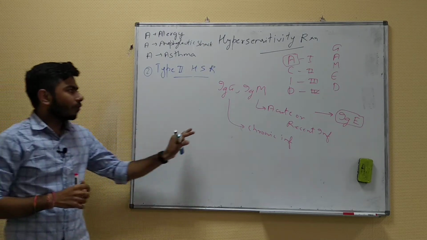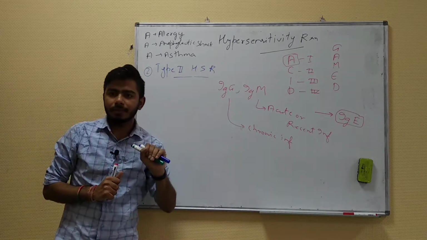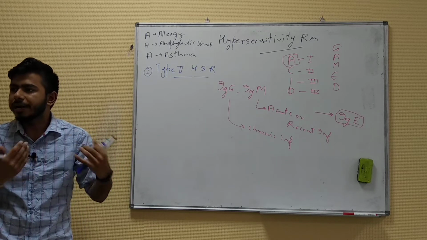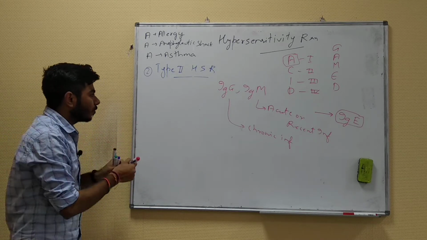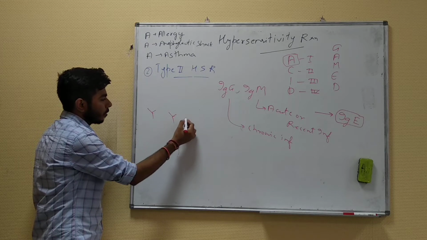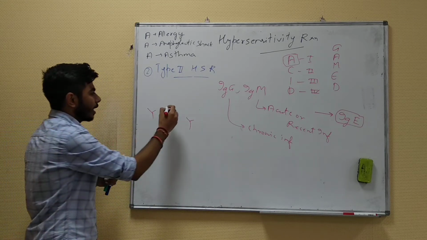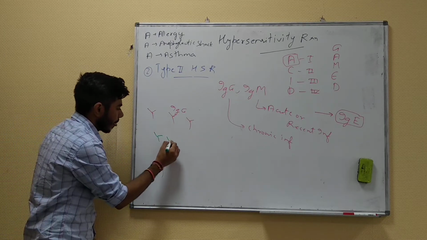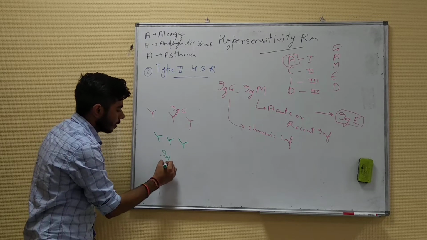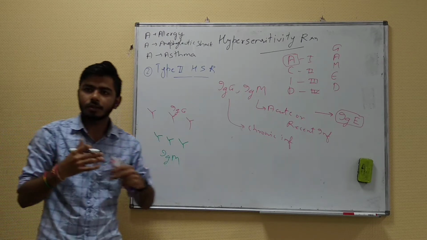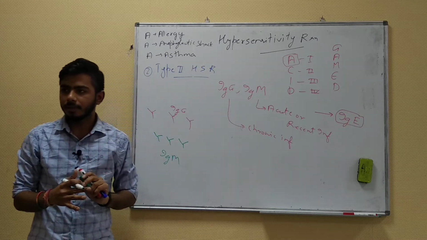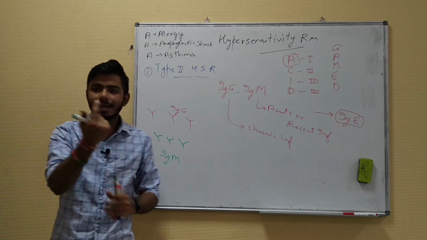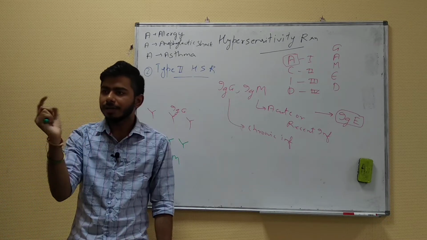Now what will be happening? IgG and IgM are soluble antibodies inside the blood vessel. These antibodies will be flowing in the blood vessels. Let's say these are the IgG and these are the IgM. These antibodies are simply flowing as soluble antibodies inside the blood vessel. Now what will happen? These IgG and IgM will bind to the cell surface, any kind of cell surface.